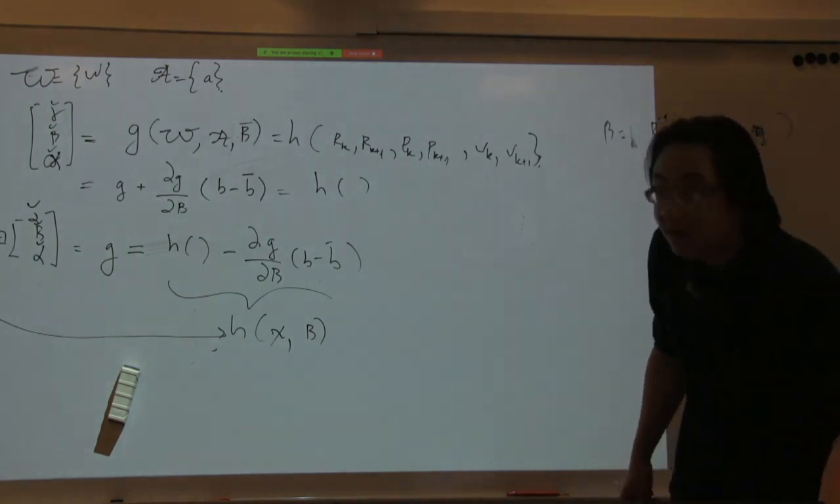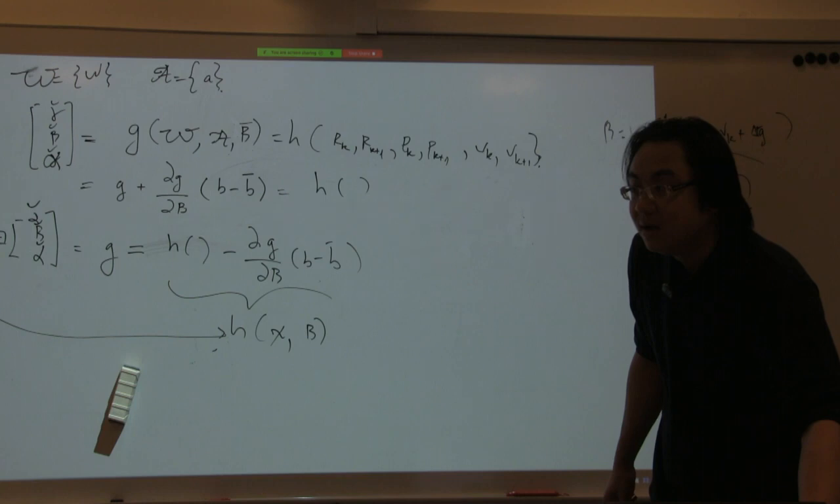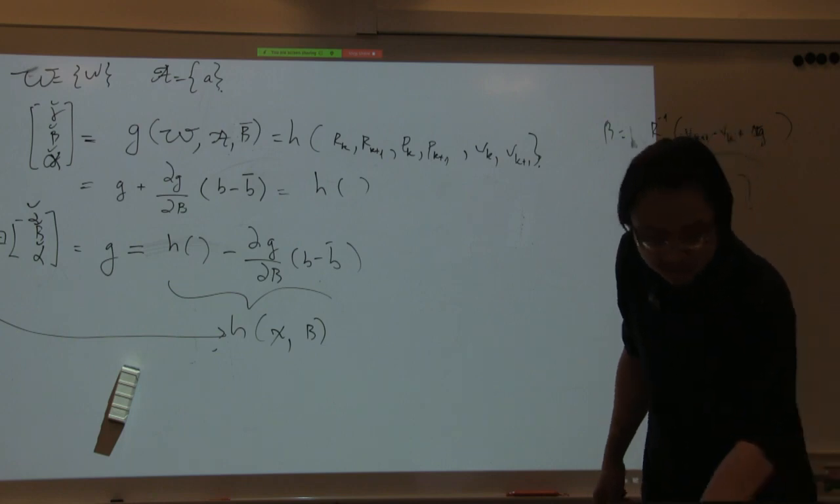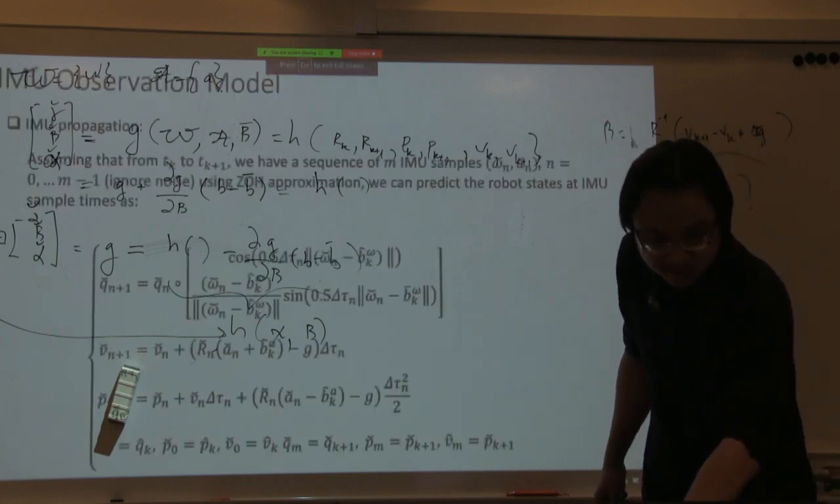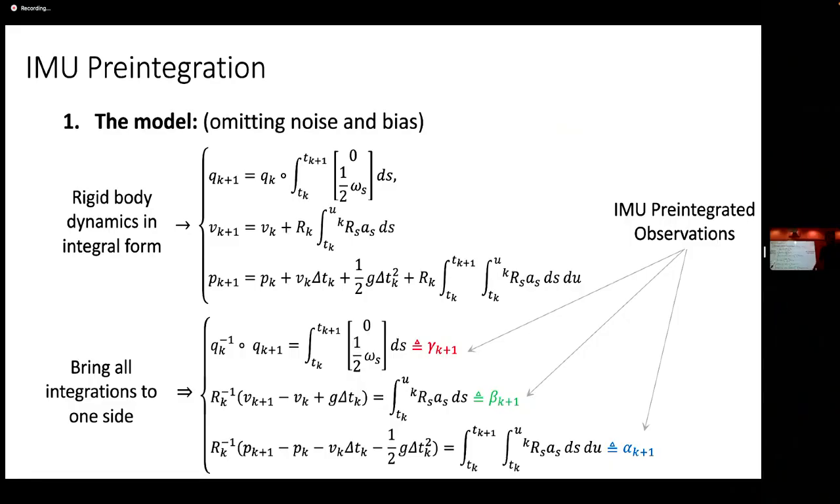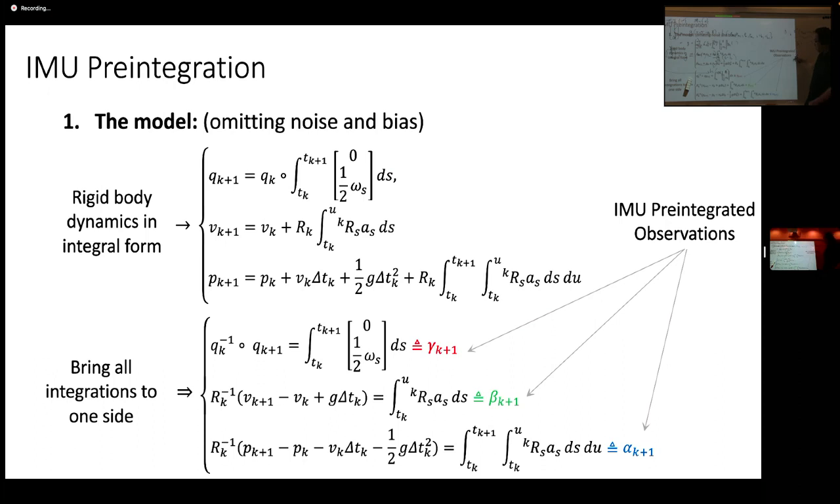Do they estimate the bias while the method is running? Yes, it's optimizing the bias simultaneously with the states. The bias is part of the state. This whole time I was just trying to explain this slide.